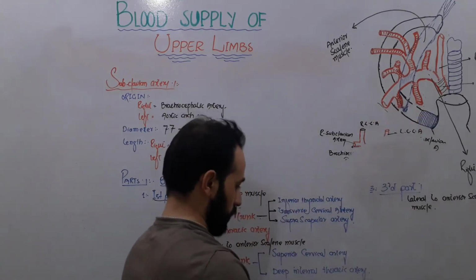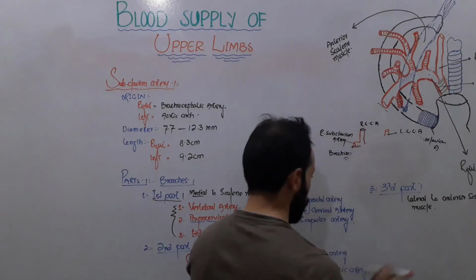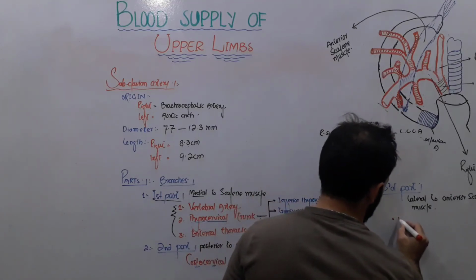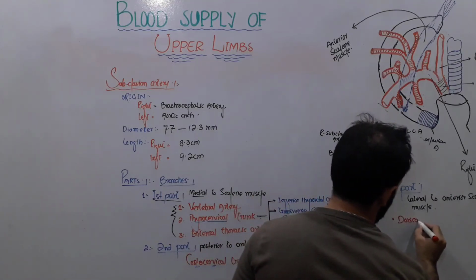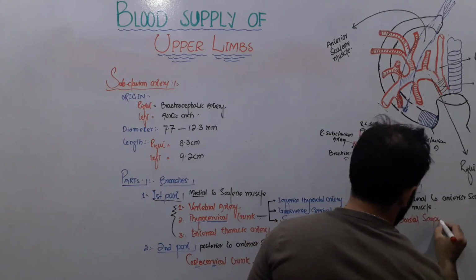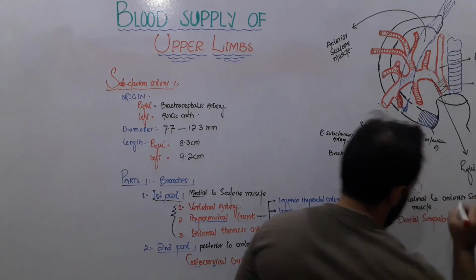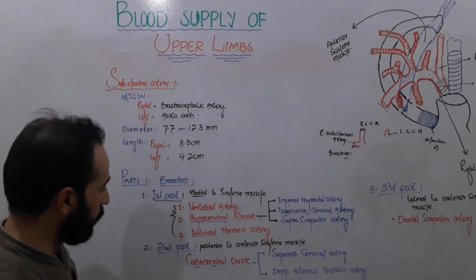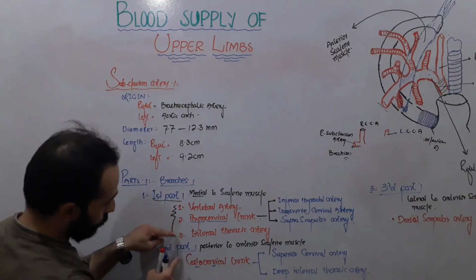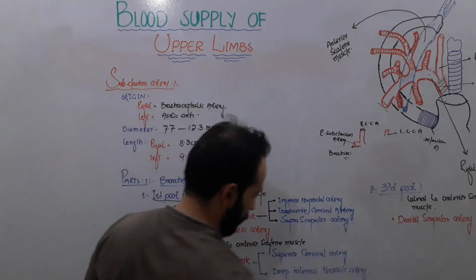What is the branch of the third part? That is the dorsal scapular artery. Right, friends. So these are the 1, 2, 3, 4, 5, right?